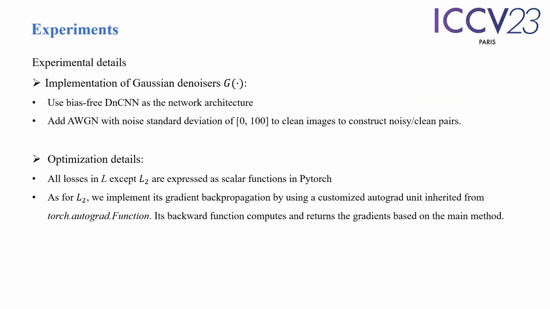Regarding the implementation details, we use the bias-free DnCNN and SIN as the denoiser to obtain the score priors. We train multiple denoisers on different clean data sets. As for the optimization, all losses except L2 are expressed as scalar functions in PyTorch. As for L2, we implement a customized class from the torch.autograd.Function, and return the gradient in its backward function.